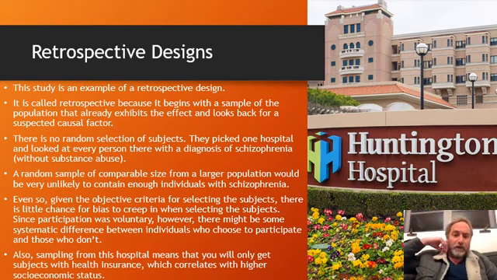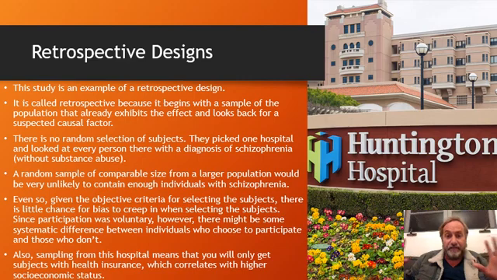So what sort of design was this? What are we looking at here? This is called a retrospective design, right? What's retrospective about it? It started beginning with a sample of a population that already exhibits the effect, right? Schizophrenia, and it looks back to see who has the causal factor. So there's no random selection of subjects. Right? They pick one hospital, they look at every person there with a diagnosis of schizophrenia, and they look back and see if they have these mutations, right? And they compare them to people without schizophrenia, see if there's a difference.